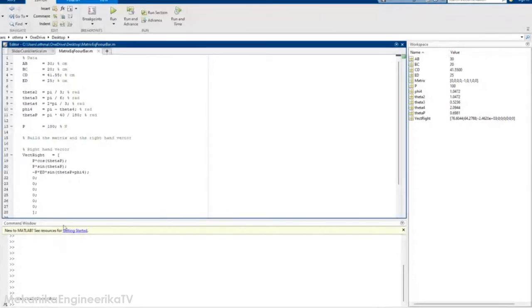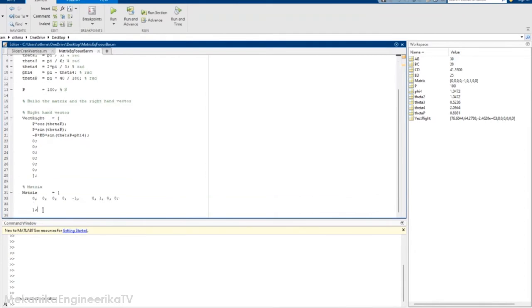To tell MATLAB to show me the result, for example for AB, I will remove the semicolon here. He will show me the value of AB. I can do the same for the matrix, just to show you the matrix here. Now the matrix is one row, 9 columns, so I have removed the semicolon at the end. Now he will show me the matrix once built. Here it shows that AB has the value of 30 and that the matrix is 0, 0, 0, 0, minus 1, 0, 1, 0, 0. One row, because this is what I have assigned to the matrix.